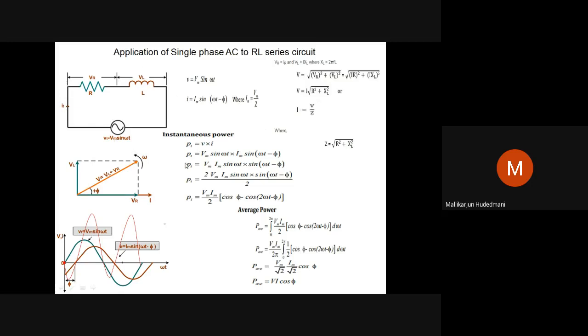Somebody reply me. Yes, somebody reply me. Is this page visible?